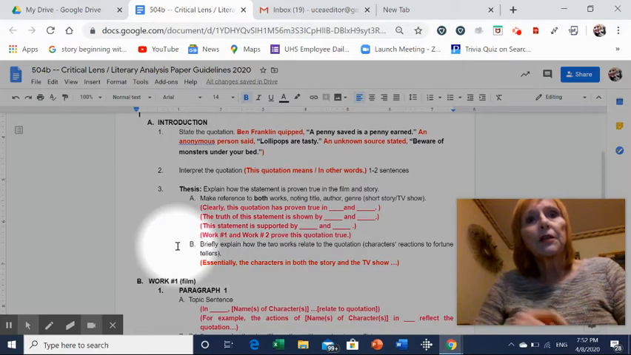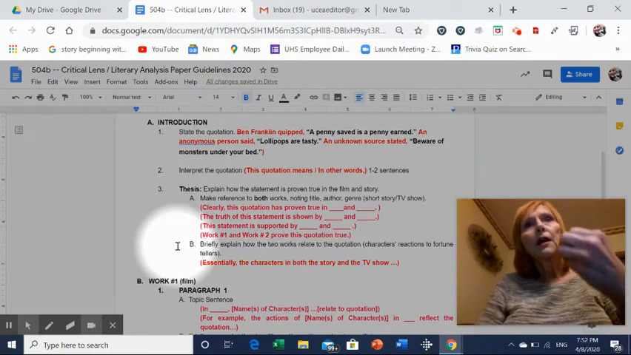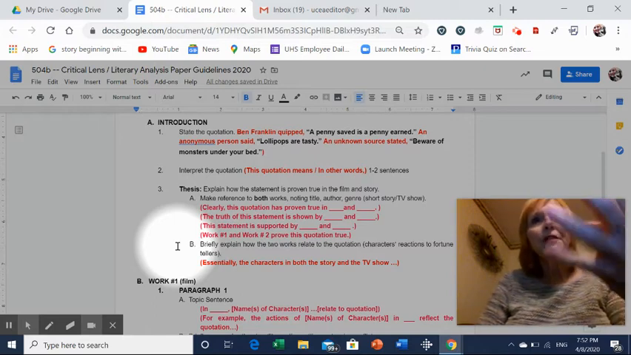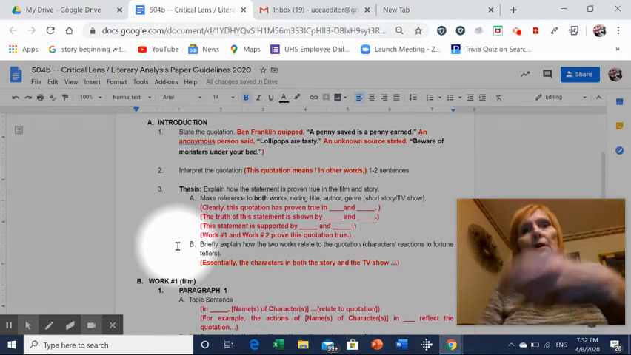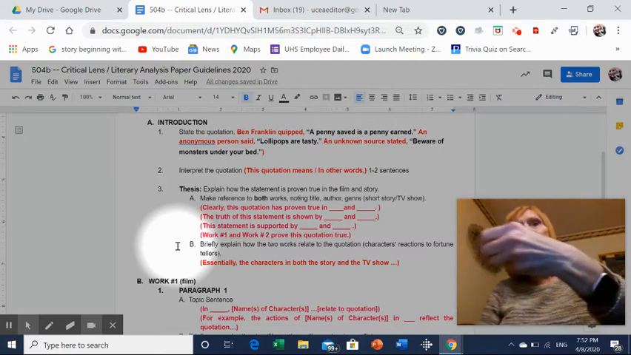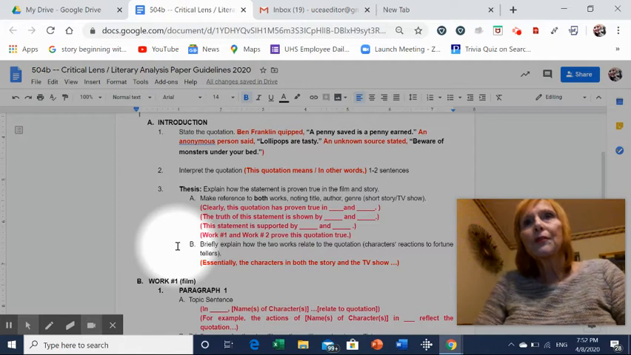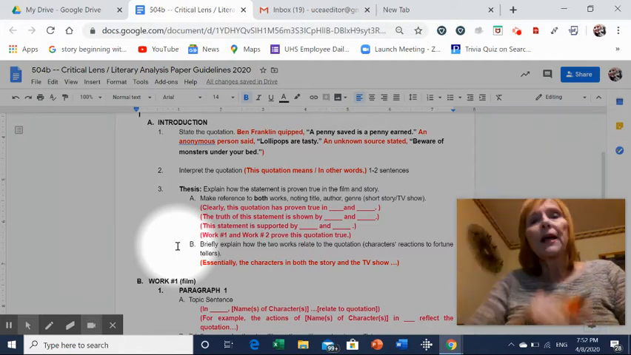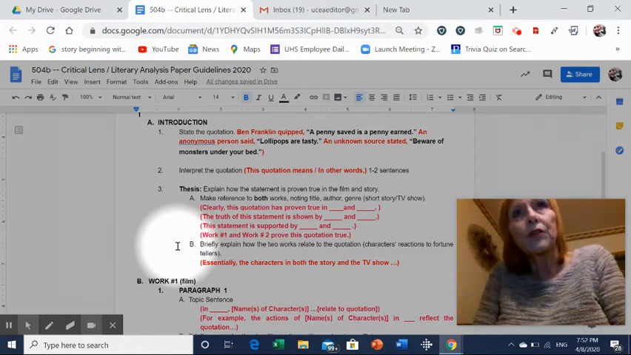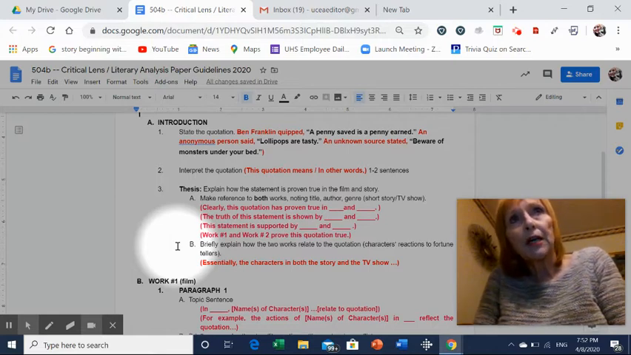So you begin. Clearly, this quotation has proven true in author's name, title of book, genre, and director's name, film, and so forth. So when you fill in the blanks here, you have to make sure that you note not just the title, but also the author and the genre. Okay?